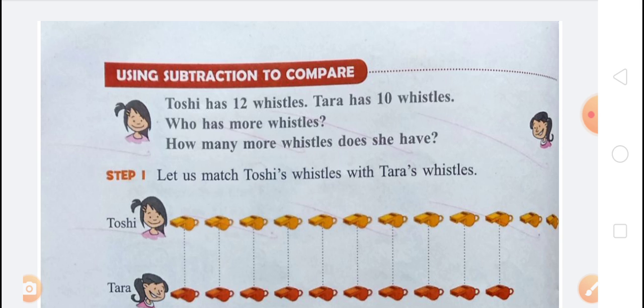I am Aditya Vikramra, your subject teacher of maths, and today our topic is using subtraction to compare.